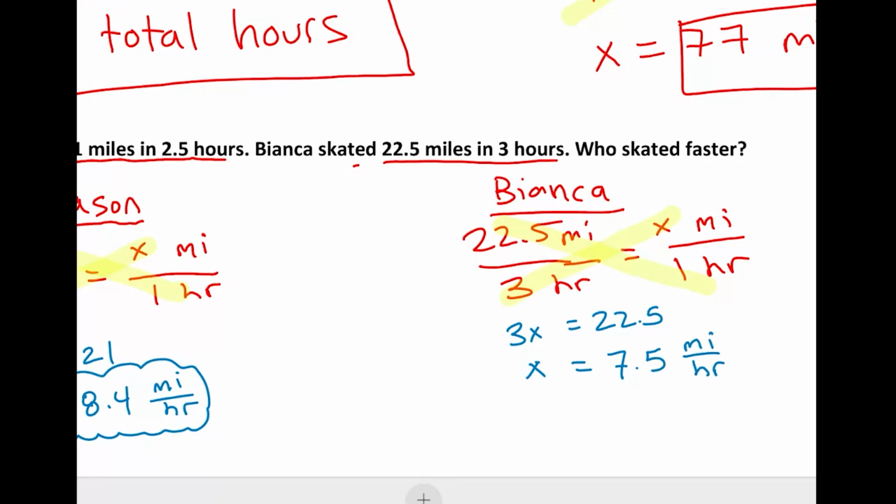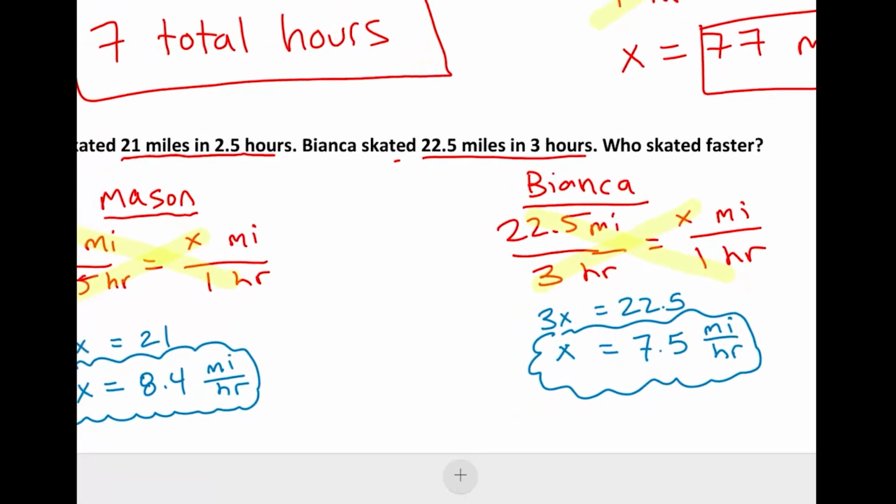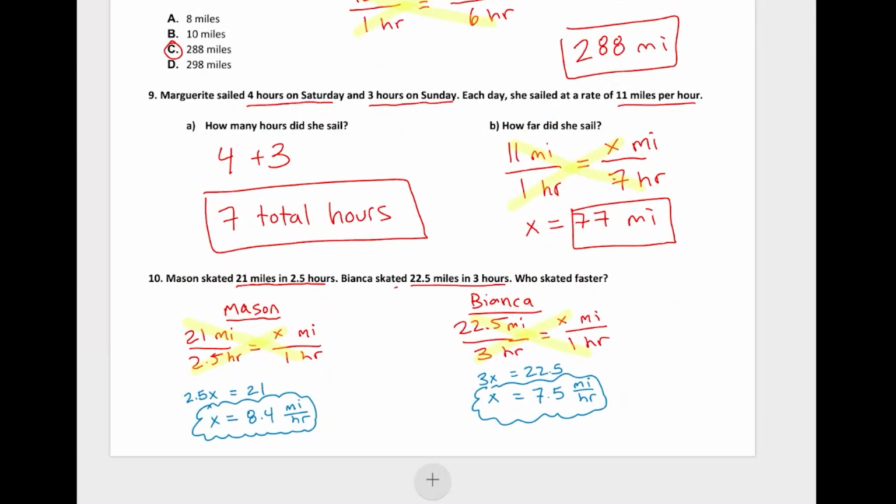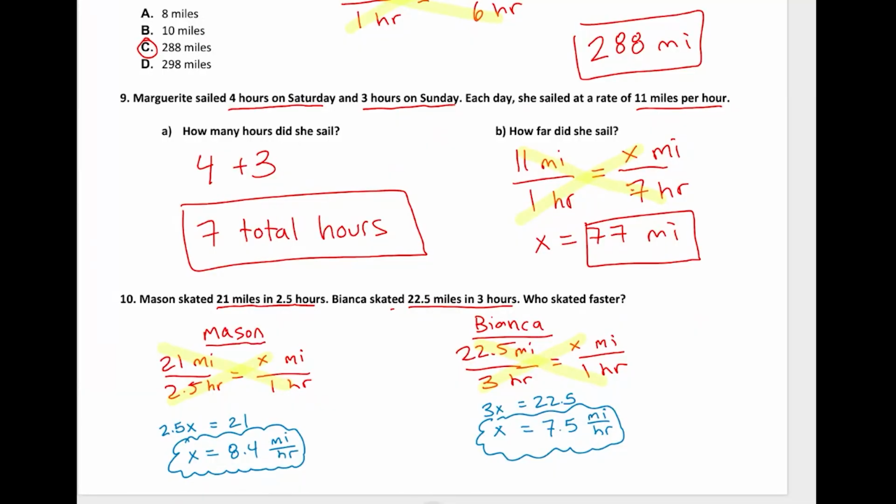All right, now let's take a look at both of these. Get both of them on the screen here. And so the question is, who's going faster? Well, you can see Mason is going 8.4 miles per hour. Bianca is going 7.5 miles per hour. So our conclusion here is that Mason is going faster. So Mason skated faster.